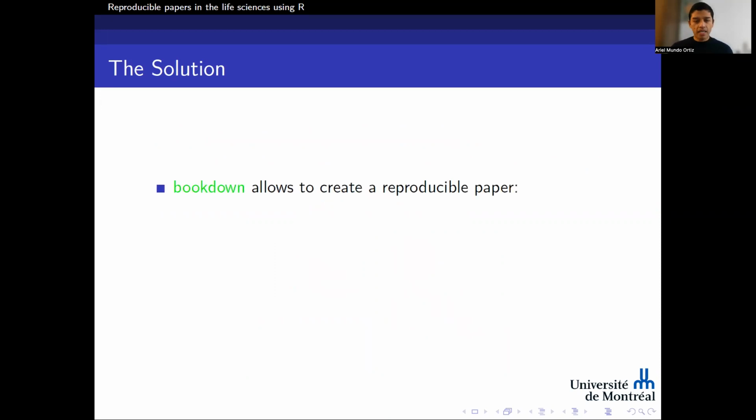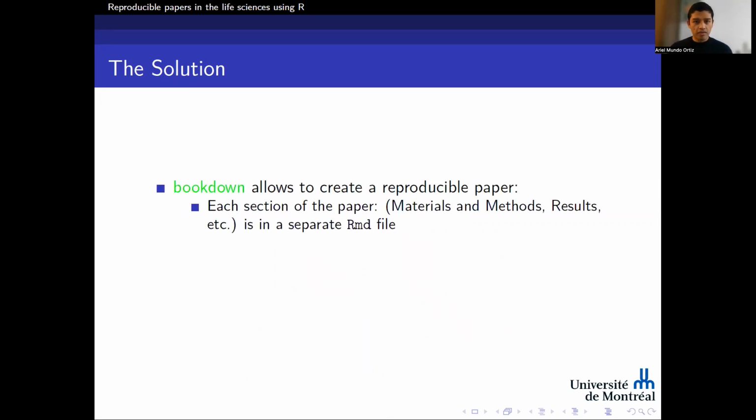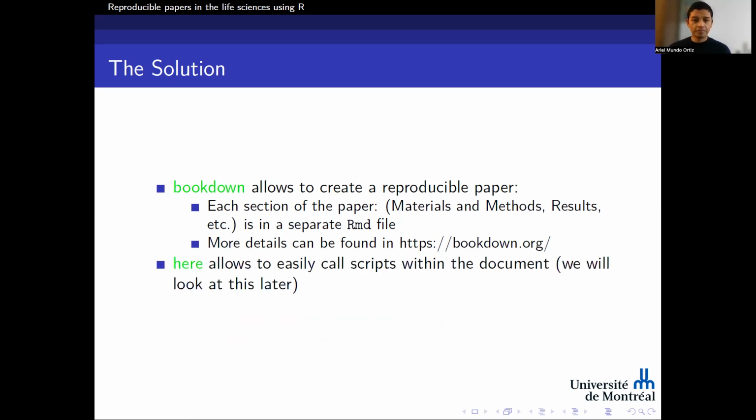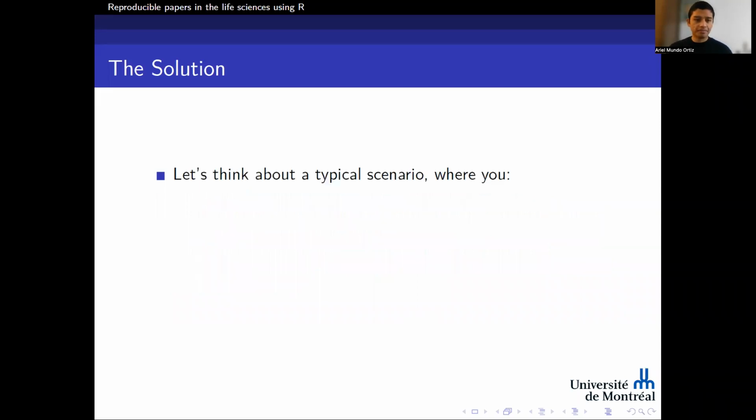As I said before, Bookdown allows you to create a paper that you can break up as a manuscript. You have an RMD file for materials and methods, for results, etc. If you want more details, because I won't have time today to go into them, there's a website for Bookdown where you can find all the details. And as probably everyone knows, here allows you to not struggle with setting directories. You use here, and then you call everything, and you're set up.